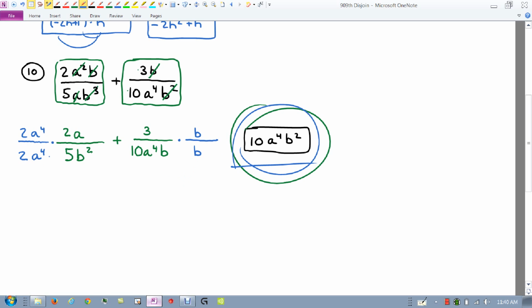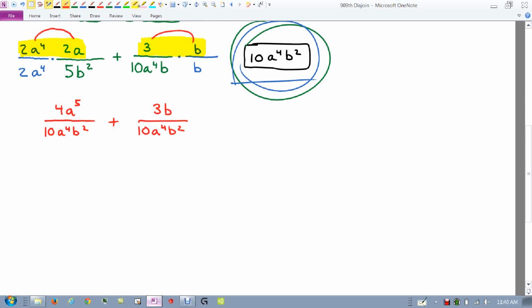Now, before we can add these together, I need to multiply the tops together. So I need to multiply those, and then multiply those. So when I multiply 2a to the 4th times 2a, I get 4a to the 5th. When I multiply 3 times b, I get 3b. Now, each of those are over our common denominator, which we already said was 10a to the 4th b squared, and then this one was also 10a to the 4th b squared, and I had plus between them.